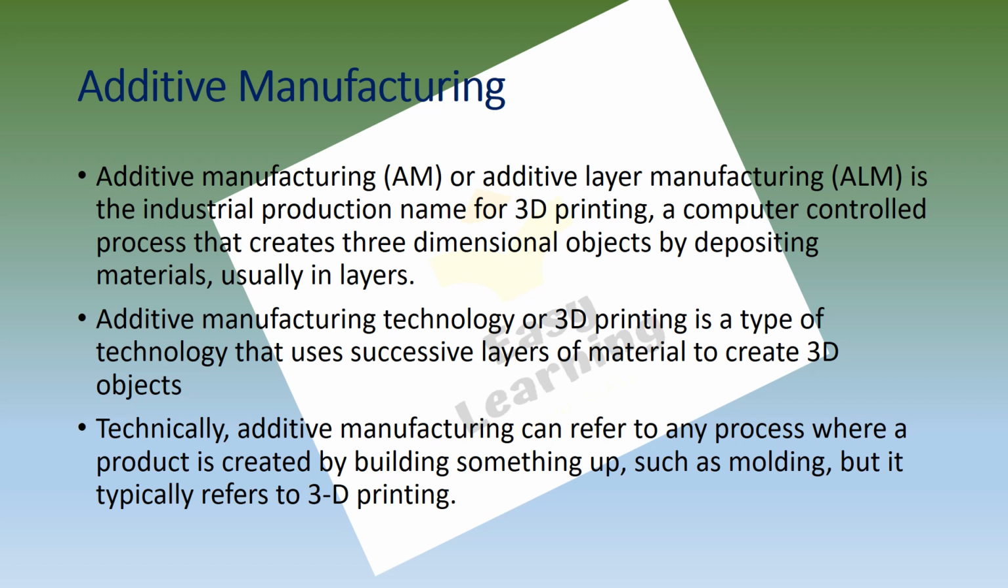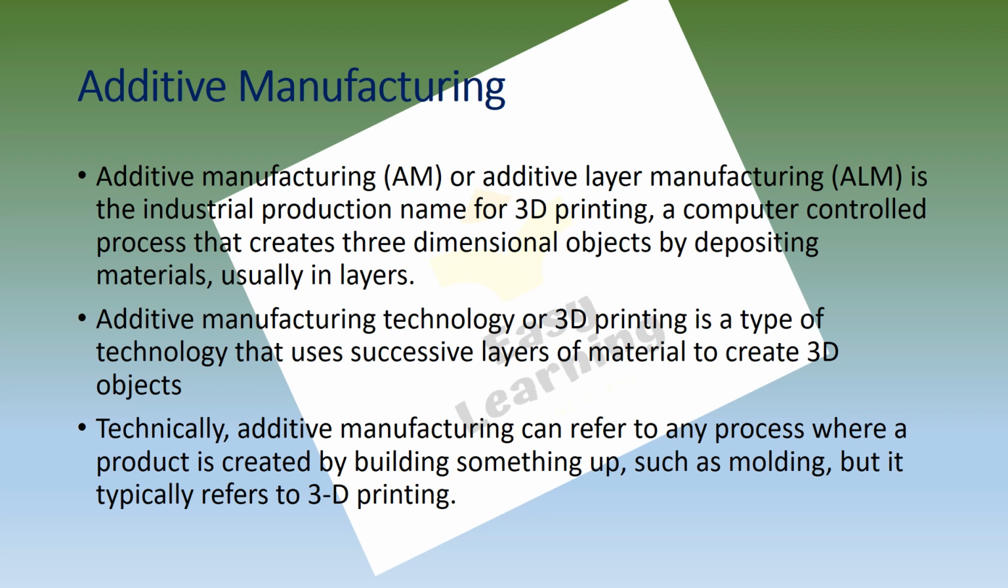तो additive manufacturing को हम additive layer manufacturing भी कहते हैं यहाँ पे, क्योंकि हम जो भी ऑब्जेक्ट बना रहे हैं, that comes in a form of layer. तो ये एक तरह का इंडस्ट्रियल प्रोडक्शन है. यहाँ पे हम 3D प्रिंटिंग कर रहे हैं विद द हेल्प ऑफ कंप्यूटर कंट्रोल प्रोसेस, जो कि 3 डायमेंशन ऑब्जेक्ट को फॉर्म कर रहा है विद द हेल्प ऑफ यूजिंग द लेयर बाय लेयर.